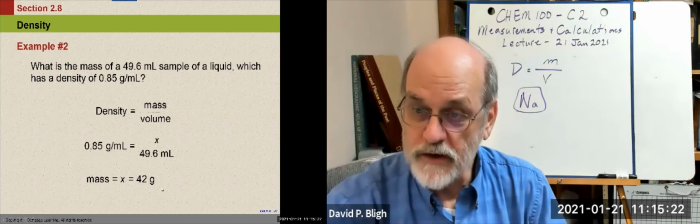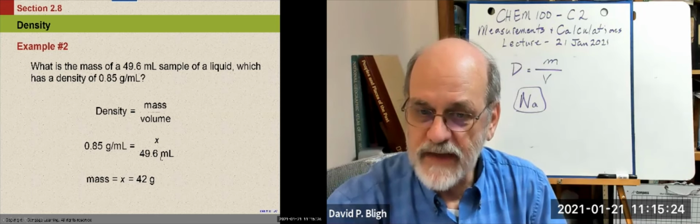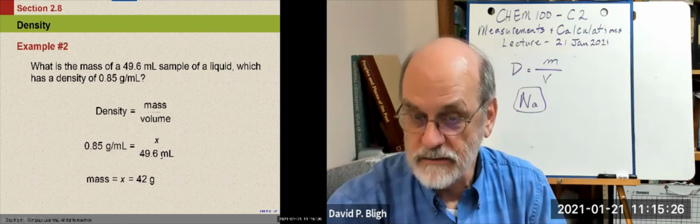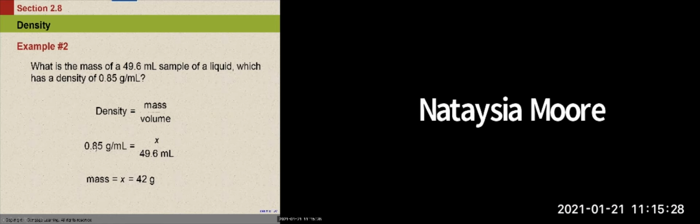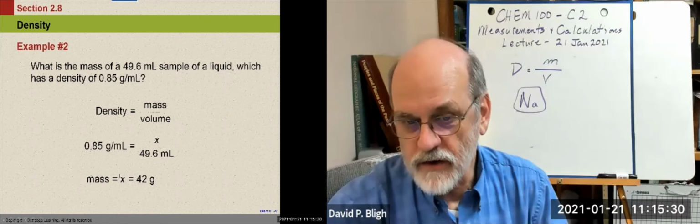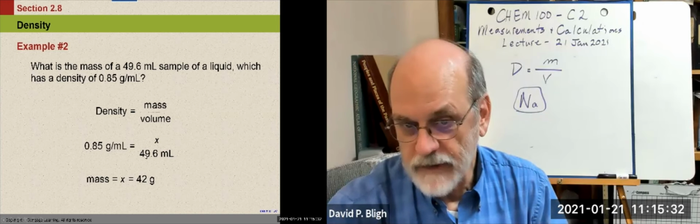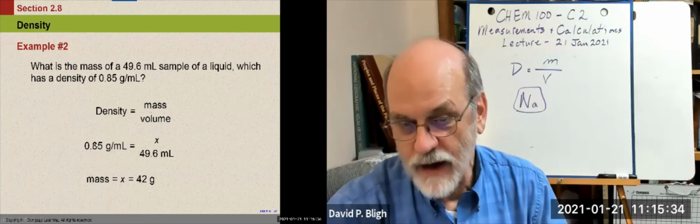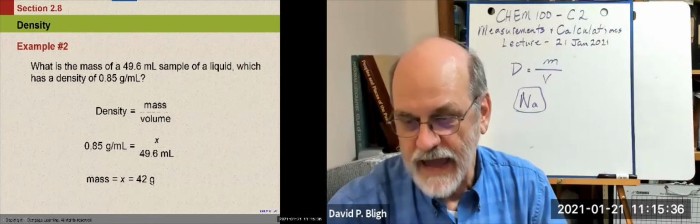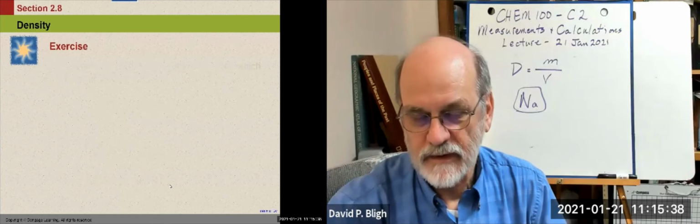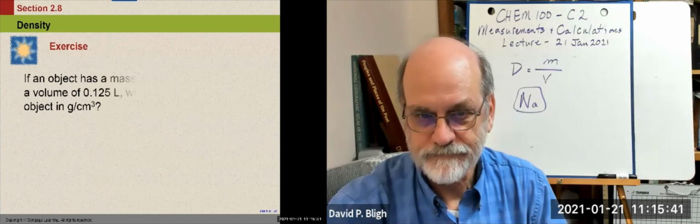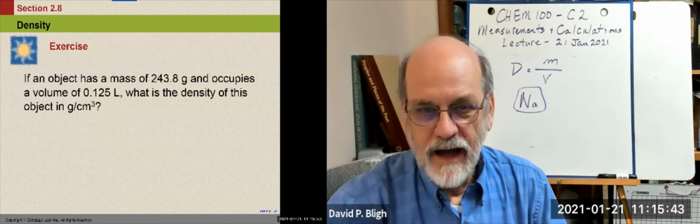Now, why do we say 42 grams? Because when we did the calculation, it's a division. This one only has two significant figures, so the answer can only have two. Even though this one has three, that one determines the answer.